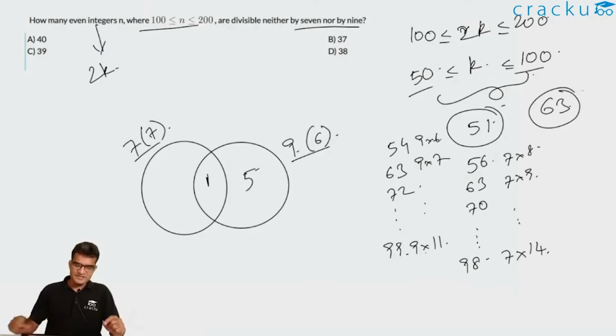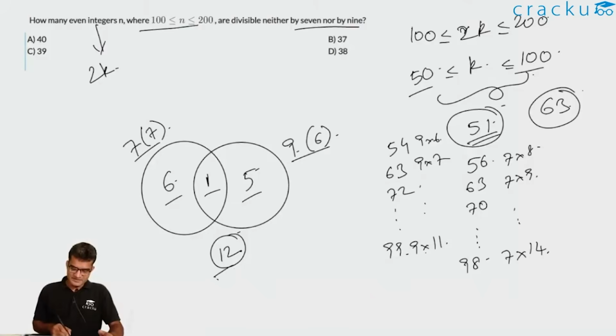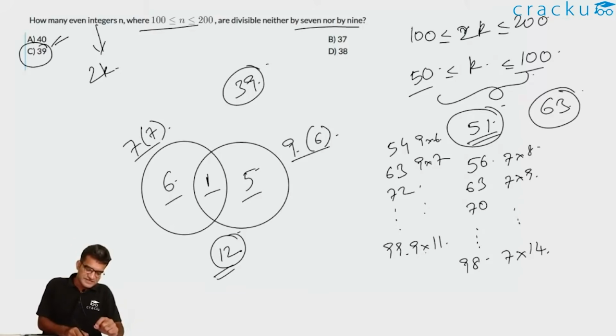Similarly, there are 7 numbers which are divisible by 7. One number is divisible by 9 also. So there are 6 numbers which are divisible by only 7 and not 9. So the number of numbers which are divisible by either 7 or 9 is 6 plus 1 plus 5, which is 12. So out of the 51 numbers, there are 12 numbers which are divisible by either 7 or 9. So the remaining 39 numbers are neither divisible by 7 nor by 9. So the correct answer is option C.